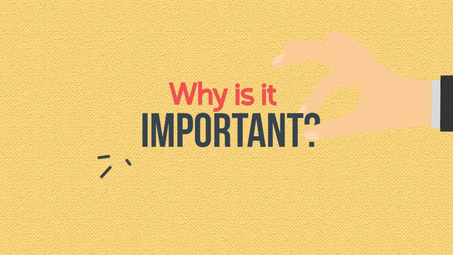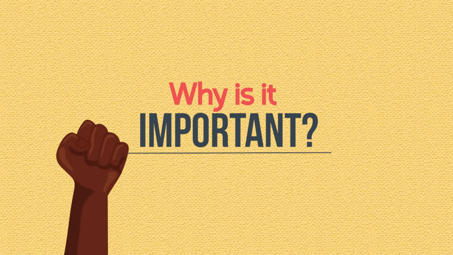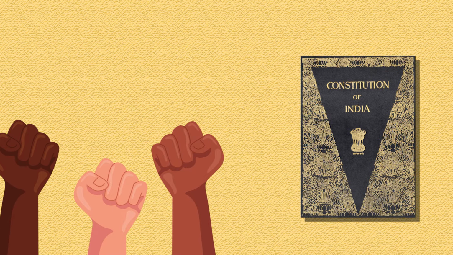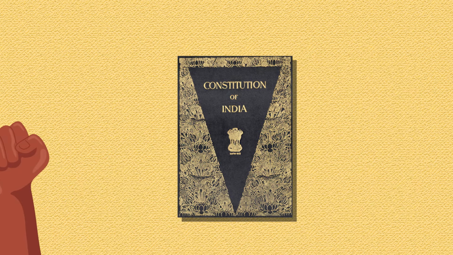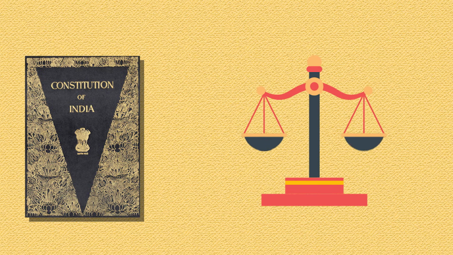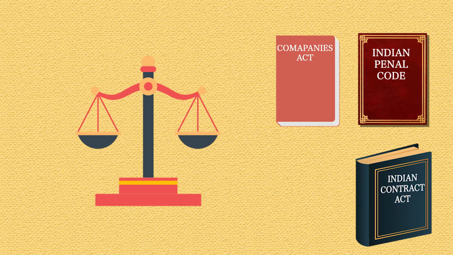Why is it important to know this? It's important because if we want to exercise our rights under our Constitution, we must know what to refer to. And if the law is not being implemented properly, you have a grievance. You should be able to refer to that section of that particular law.